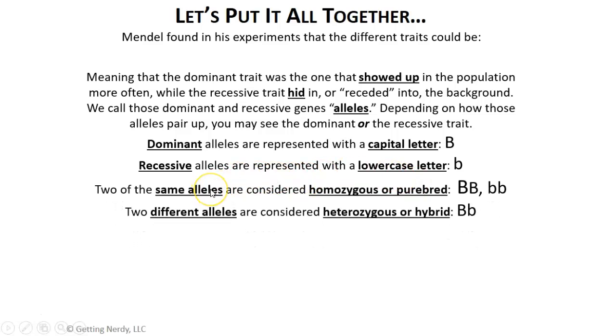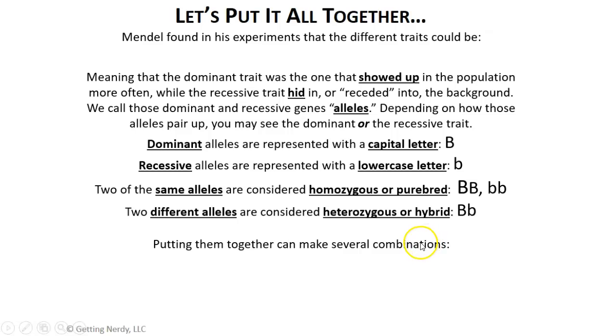Two of the same alleles. Remember, you get an allele from each parent for each trait. So if you get the same alleles from both parents, that's what's considered homozygous or purebred. So you could either have both dominant capital letters from your parents or both recessive lowercase letters from your parents. If you get different alleles, that's what's called heterozygous or a hybrid. So you're going to get a capital letter, a big B, and a little b, a dominant and a recessive.